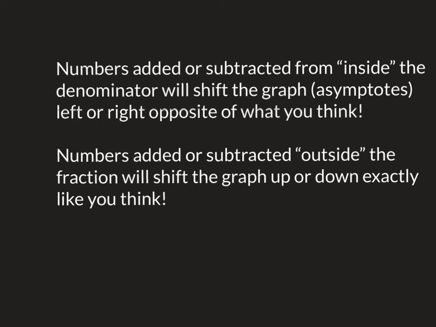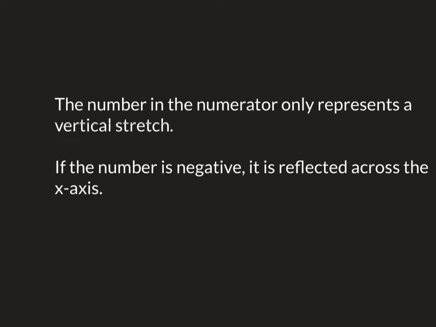All right. Numbers added or subtracted inside the denominator will shift the asymptotes left or right, opposite of what you think. That should not be a surprise to you whatsoever in our class. The numbers added or subtracted outside the fraction will shift the graph up or down exactly like you think. That should not be a surprise to you either. If there's a number in the numerator, that number only represents the vertical stretch. Like if it's a big number like a 10, it's going to be really steep. If it's a small number like 2, it will be a lot flatter than the 10 would be.